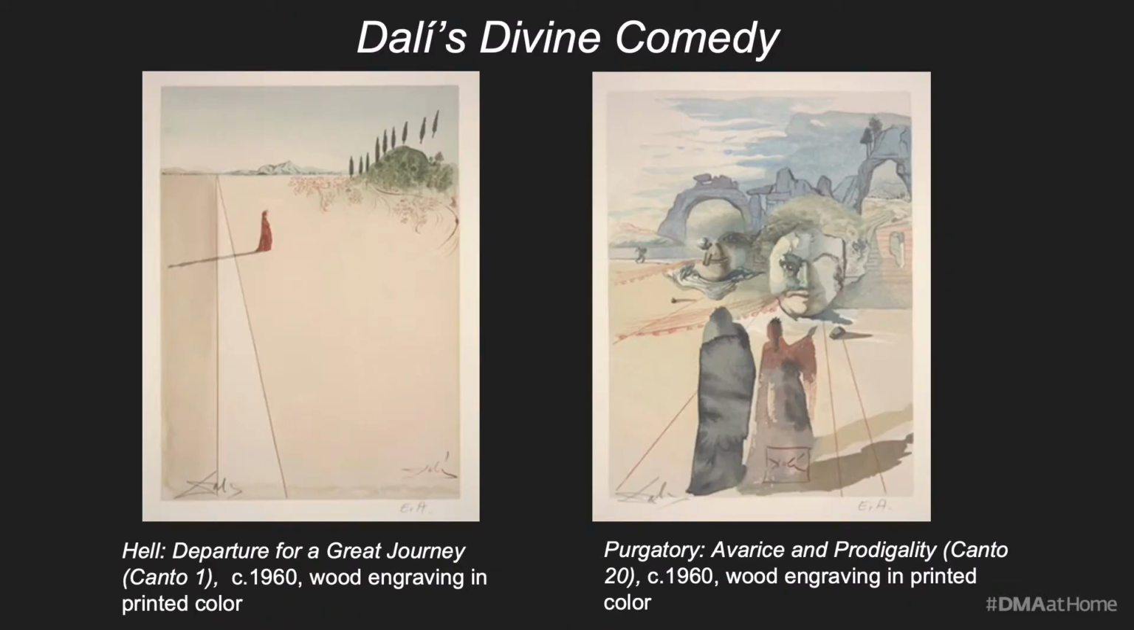Now, the space is quite transformed with the installation of my exhibition, Dali's Divine Comedy. The show features 13 prints from Salvador Dalí's illustrations of the Divine Comedy. The Divine Comedy is a long narrative poem that was written by medieval Florentine poet Dante Alighieri in 1320. It follows the main protagonist, Dante's journey through hell, purgatory, and heaven in search of salvation.